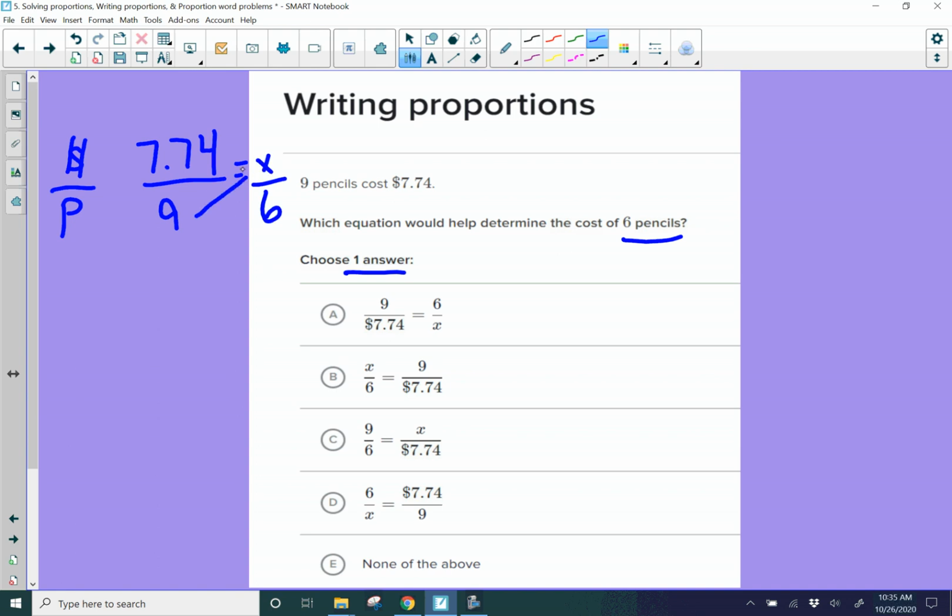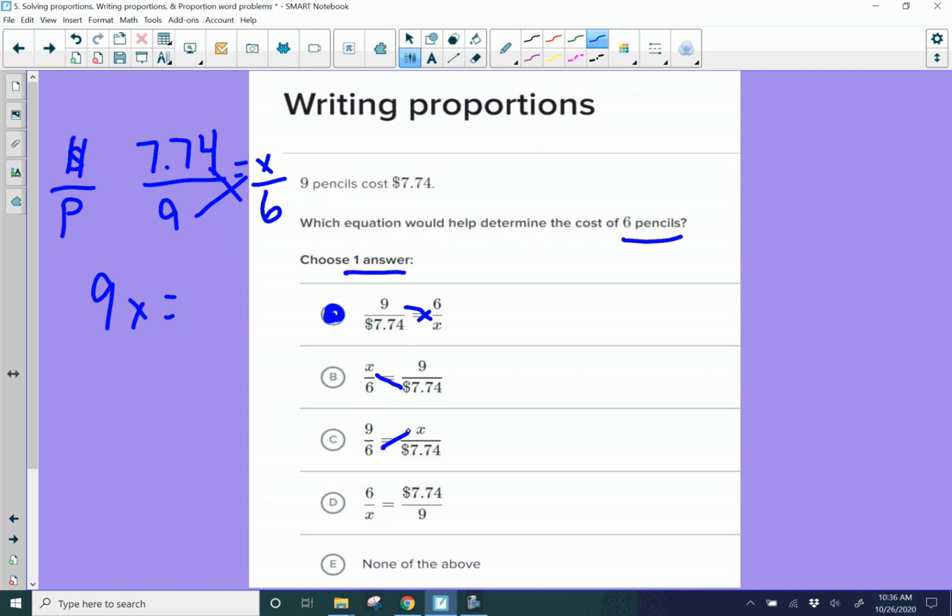Now, I'm looking for my cross products that are going to give me 9x equals. So looking right here at answer choice A, I can see that I'm going to get 9x equals whatever 6 times $7.74 is. So right away, I can tell that A is the correct choice. If you look here, that's not going to give me 9x.